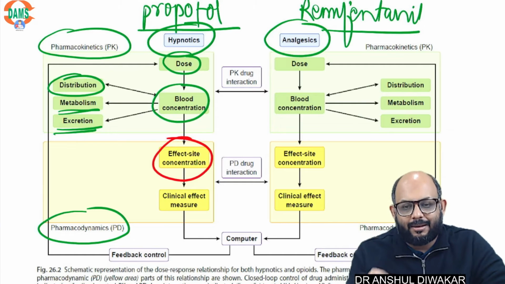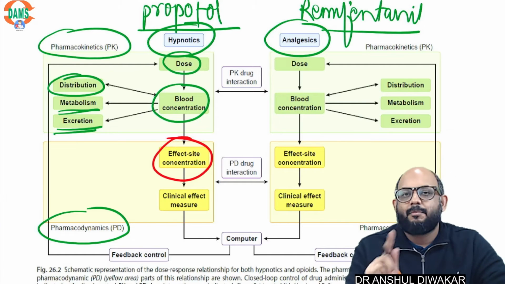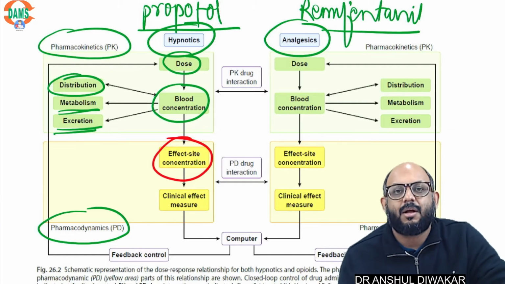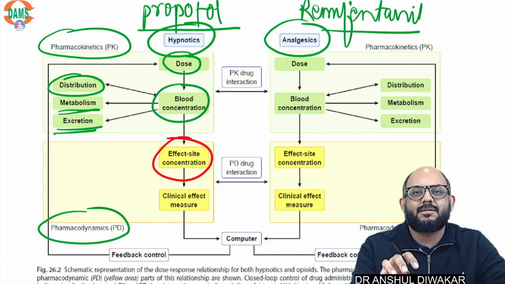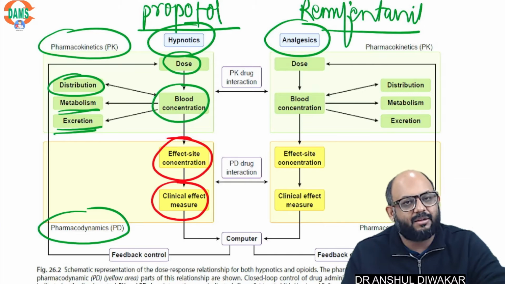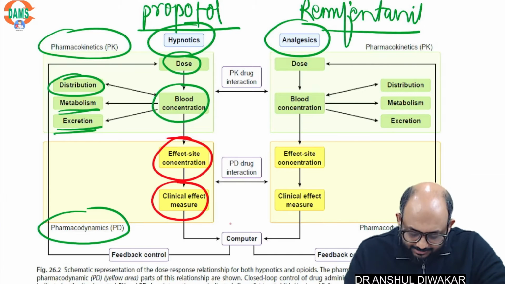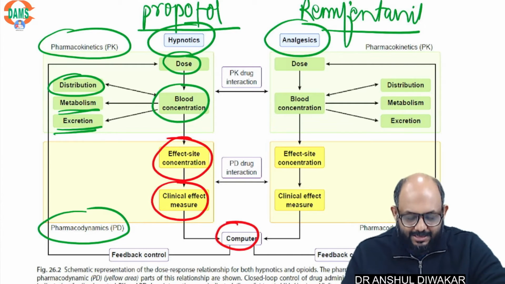So the ideal anesthetic concentration of propofol should always be measured at the brain, but it is not always possible to measure it in the brain. So effect site is like a place that we have created where, if the concentration is adequate, then the effect will come. Then you will measure the clinical effect. This measured clinical effect will go to a computer. Same thing will happen with the analgesic.